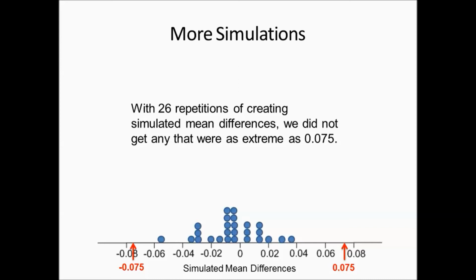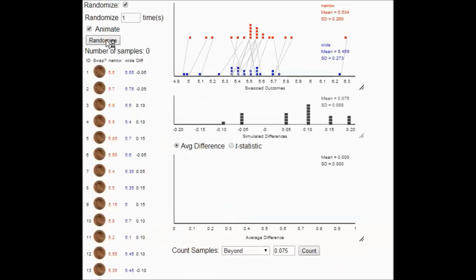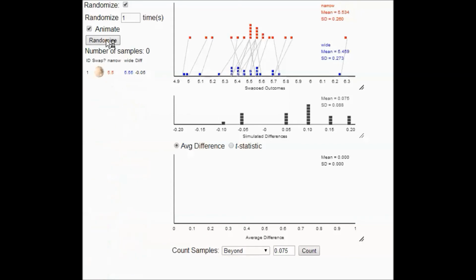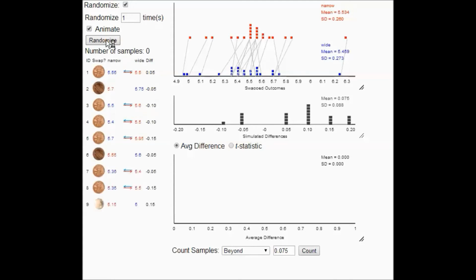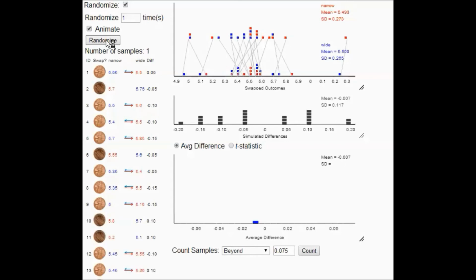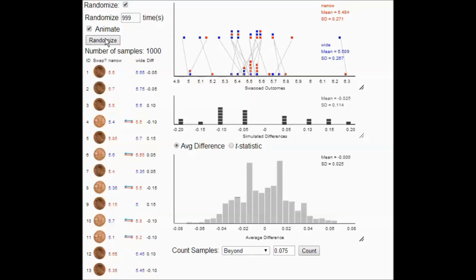Let's repeat this process many more times using our matched pairs applet. Pressing randomize, the applet simulates flipping a coin for each of the runners just like we did earlier. If the coin lands heads, we swap that runner's wide angle time with the narrow angle time. If tails, no change is made. After this randomization, our simulated mean difference is a negative 0.007, and this dot has been put in the null distribution. Now let's repeat this process 999 more times for a total of 1,000 repetitions.